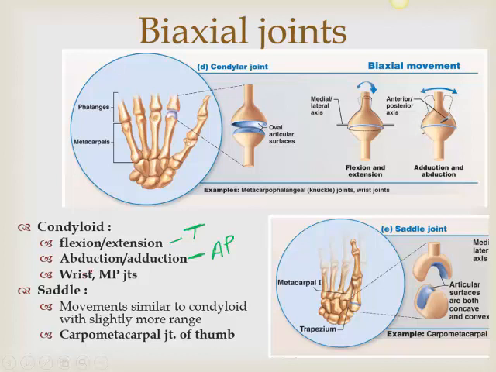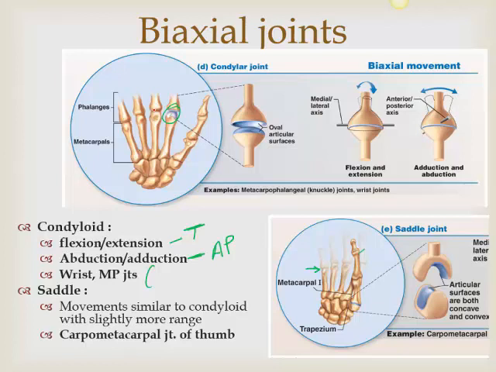Your wrist joint and your metacarpophalangeal joints, that means the joints where your knuckles are. The metacarpophalangeal joint is this area here where your knuckles are, this part here. These allow the movements of flexion and extension.